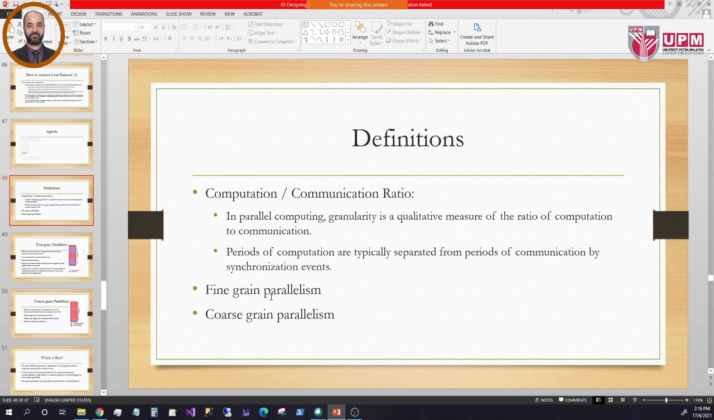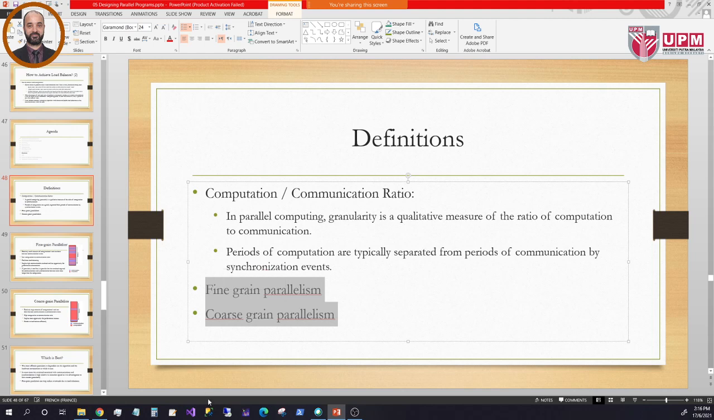So there are fine-grain parallelism and coarse-grain parallelism. These are the two types of granularity that we have, fine and coarse. As you remember, I explained using the example of sand. In many places, especially here in Malaysia, if you go to some islands, you will find some places that have very coarse sand and some places that have very fine sand, right? So fine or coarse depends on the size of the sand, right?